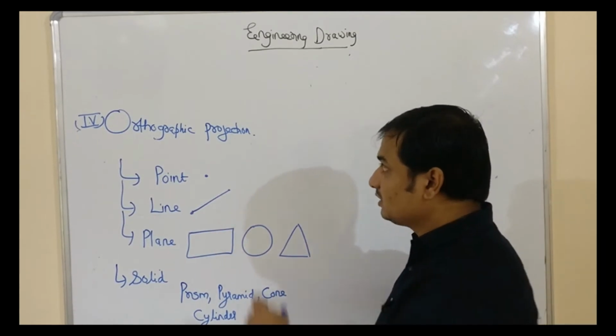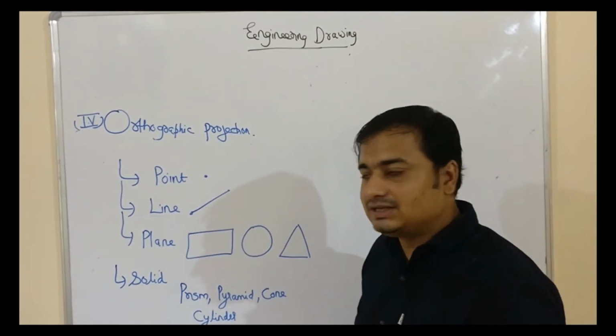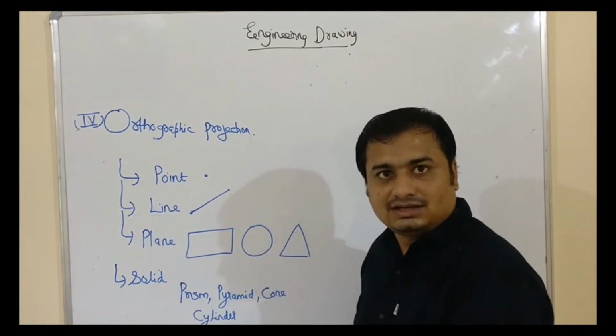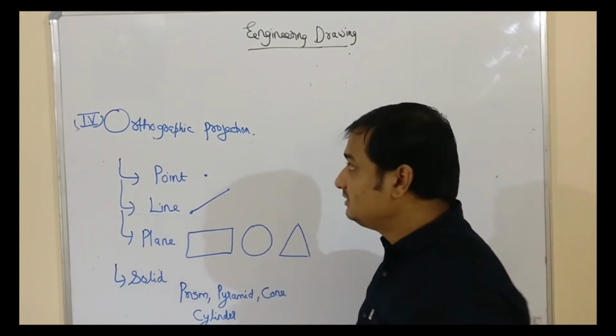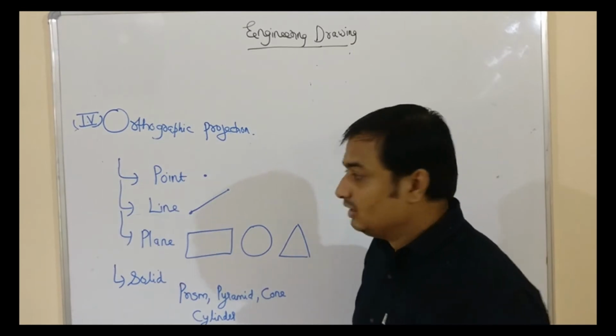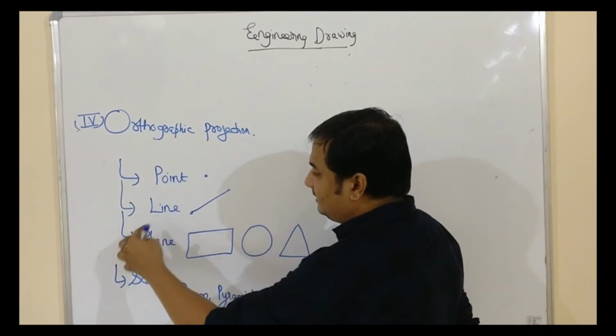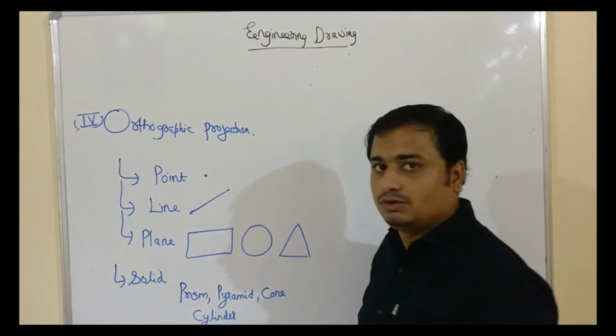So as you can see, in orthographic projection we will be starting with the point, then line, then plane, then solid. These are the subtopics that will come under orthographic projection. So this is the topic, projection of point. Then projection of line, then projection of plane, then projection of solid.